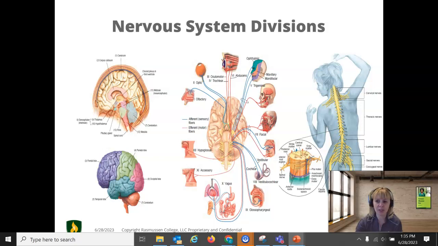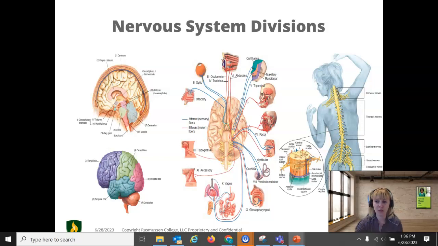There are two major systems that divide the nervous system. The first one we have is what we call the central nervous system, or CNS. This CNS consists of the brain and the spinal cord. This system has nervous tissue that is classified as either gray or white matter.